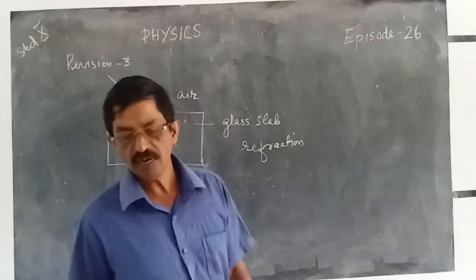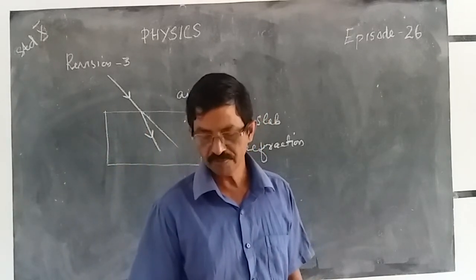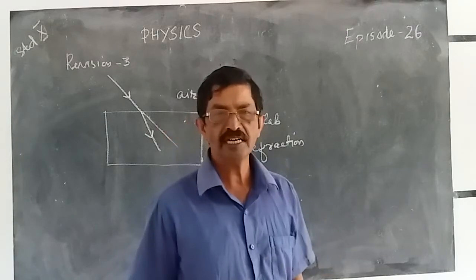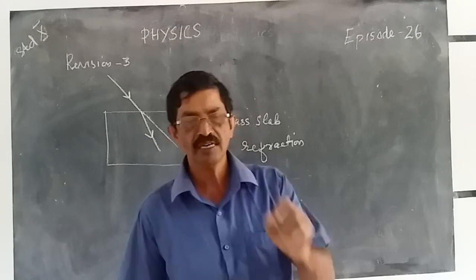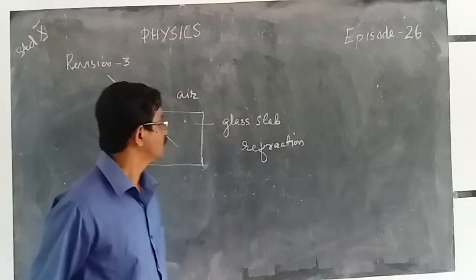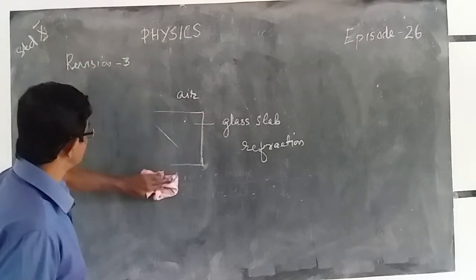Now we want to know how light is refracted when it travels from one medium to another, such as from air to a glass slab. See, this is a glass slab.